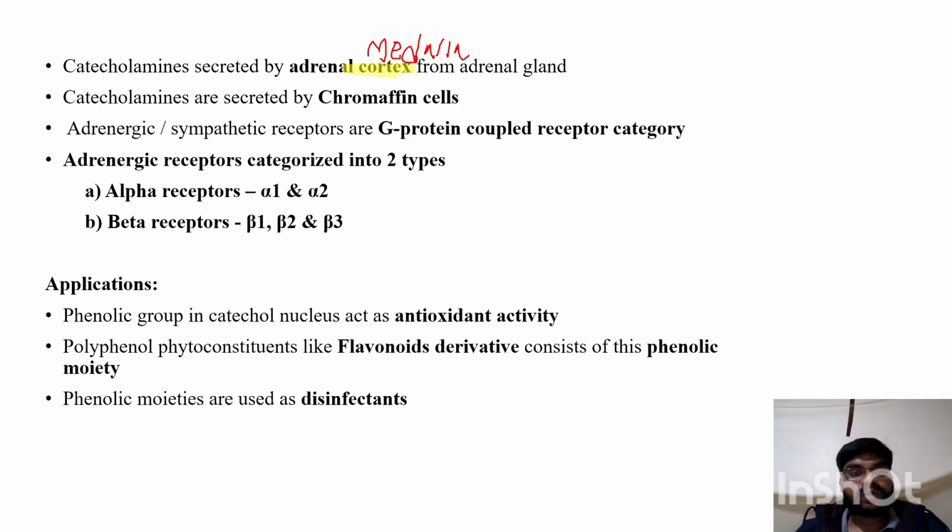Polyphenolic compounds, or secondary metabolites of plants like flavonoids and flavonoid derivatives, consist of phenolic OH groups, and these phenolic OH groups in polyphenolic compounds also act as antioxidants. The phenolic moieties also act as disinfectants. All these are regarding catechol chemistry. Okay, thank you.